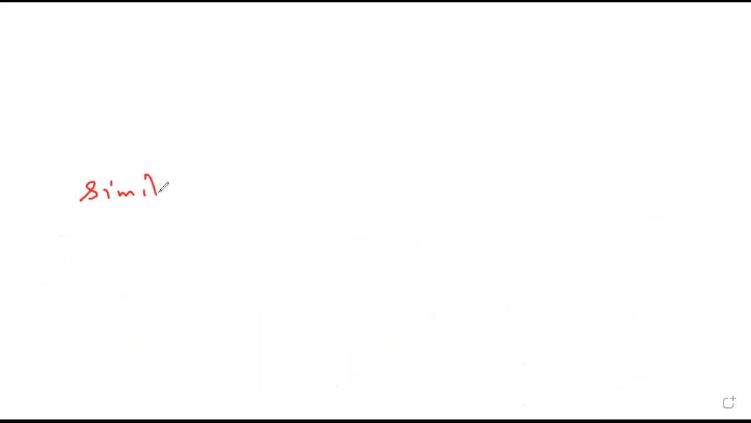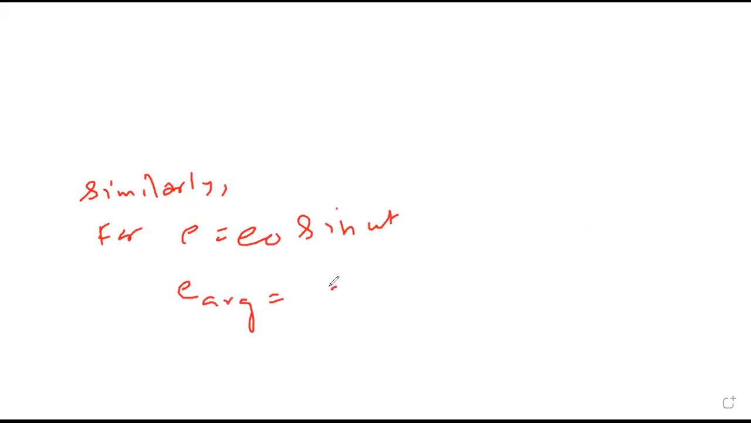Similarly, for E equals E naught sine omega t, E average will be 2 E naught upon pi for half cycle. Right, voltage also, since it is for current, by comparison for voltage also, 2 times E naught upon pi is for half cycle.